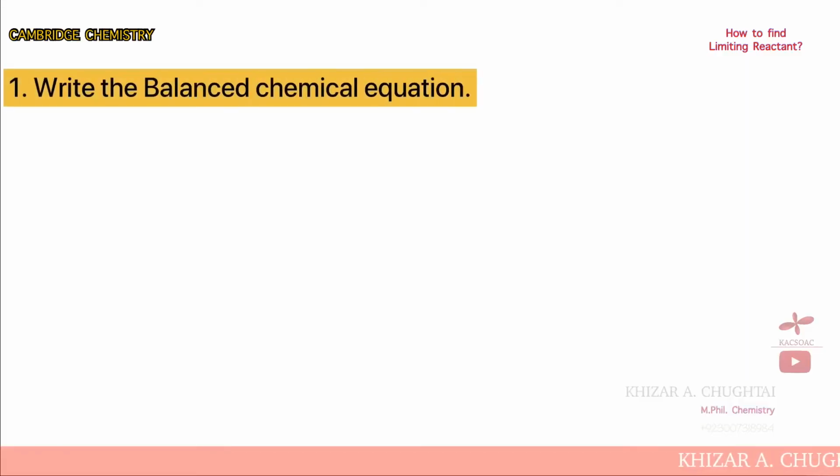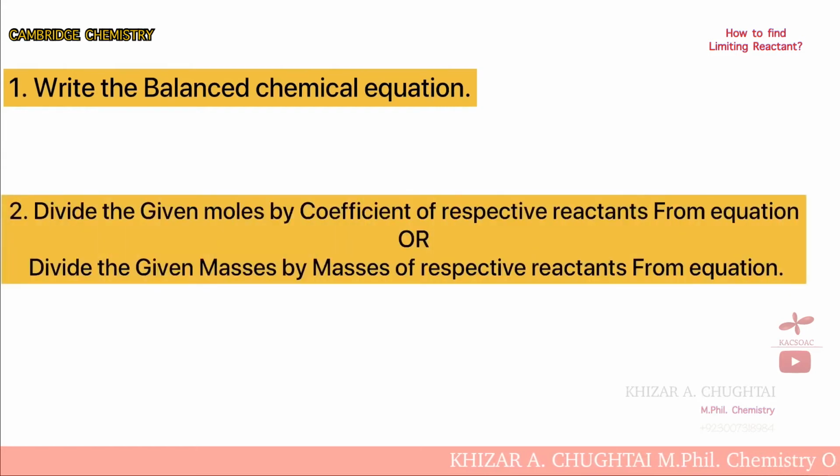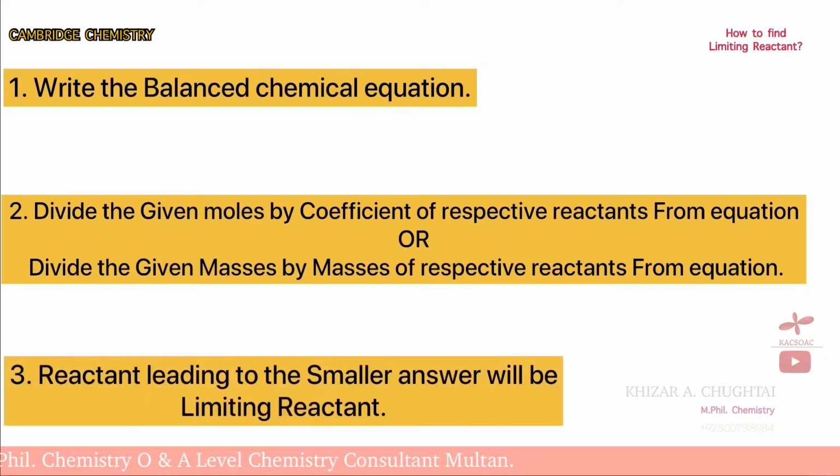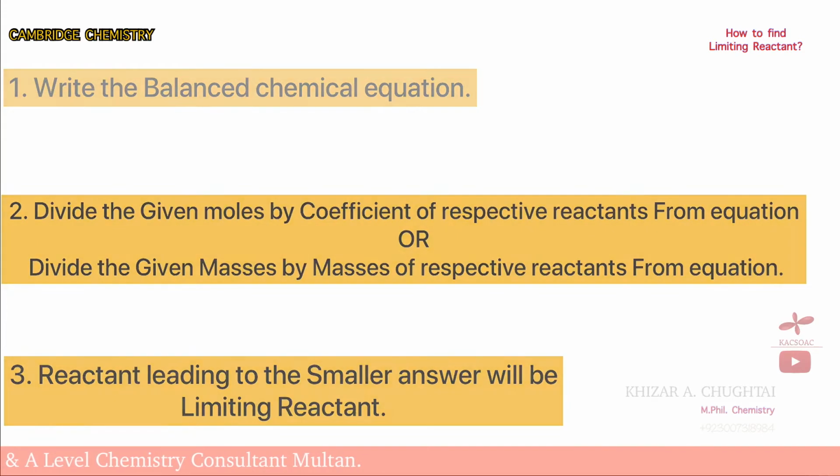Number one, write the balanced chemical equation. Number two, divide the given moles by the coefficient of the respective reactant from the equation. And the same is the case for masses: divide given masses by the masses of the reactant from the balanced chemical equation. One thing to keep in mind: moles will be divided by moles and masses will be divided by masses. Number three, the reactant leading to the smaller answer will be the limiting reactant.